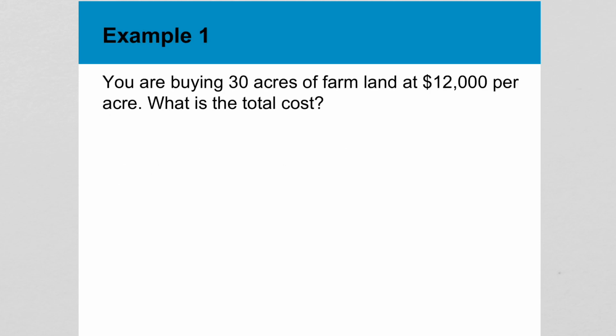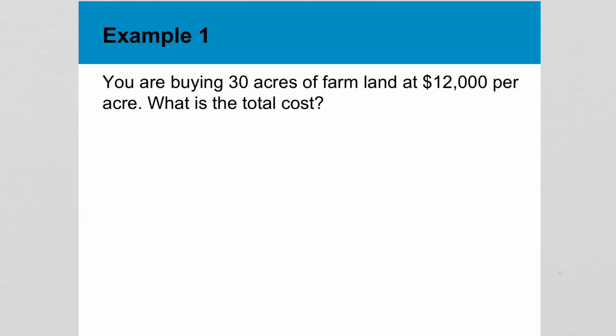So here's an example. You're buying 30 acres of farmland at $12,000 per acre. What is the total cost? Well, if we go through our steps, I'm not going to write this down, I'm just going to walk us through it. The first step: the question asks about total cost, and one of the given units is dollars. So we expect, since it's cost, that the answer is going to be in dollars, right?